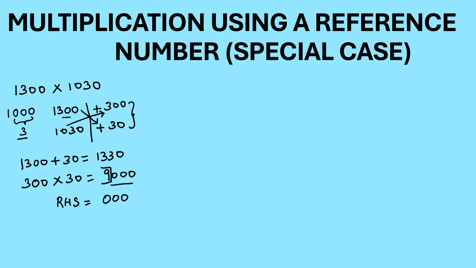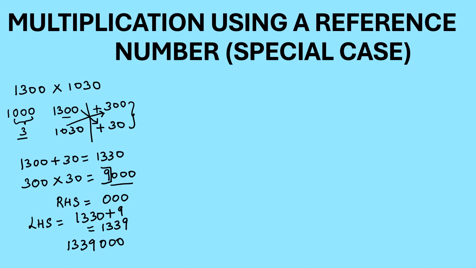Next, we take the digit that we've removed and we add it to the LHS. So now our LHS becomes 1330 plus 9, which gives us 1339. Combining our LHS and RHS, we get 1339000, which is the final solution to our problem.